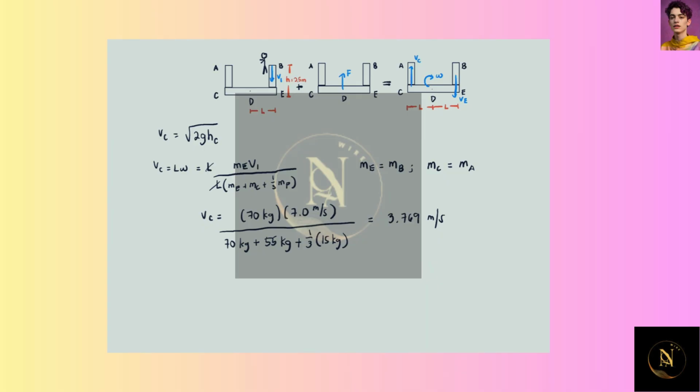Now, solving for HC. So HC is equal to VC squared over 2G. So this would be 3.769 meters per second squared over 2 times 9.8 meters per second squared. So we'll get 0.725 meter.